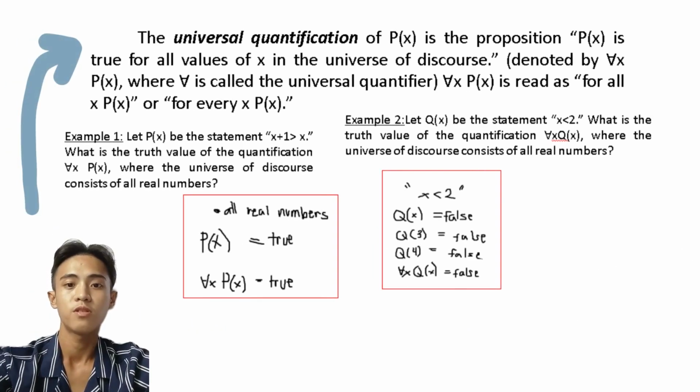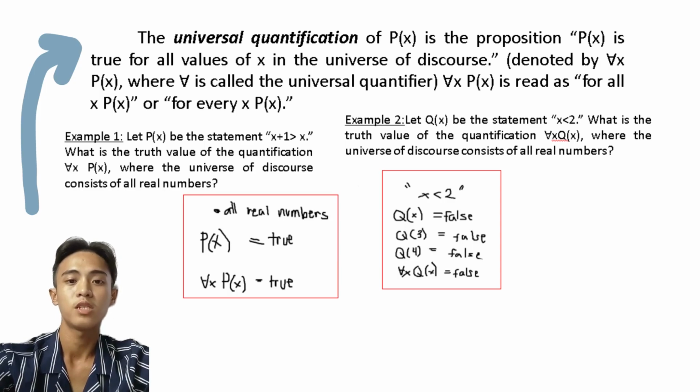The universal quantification of P(x) is the proposition "P(x) is true for all values of x in the universe of discourse." It is read as "for all x, P(x)," or "for every x, P(x)."